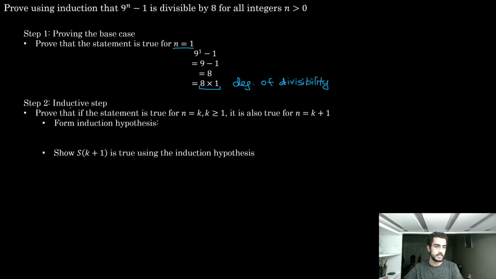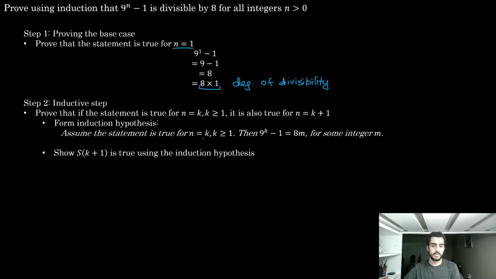So in the second step, or the inductive step, remember we have to prove that if the statement is true for some n equals k when k is greater than or equal to 1, it's also true for the following value of n equals k plus 1. So to form the induction hypothesis, we have to assume that the statement is true when n equals k, for k greater than or equal to 1. Then we know that since the statement is true when n equals k, we're simply plugging in k into the statement: 9 to the k minus 1 equals 8m.